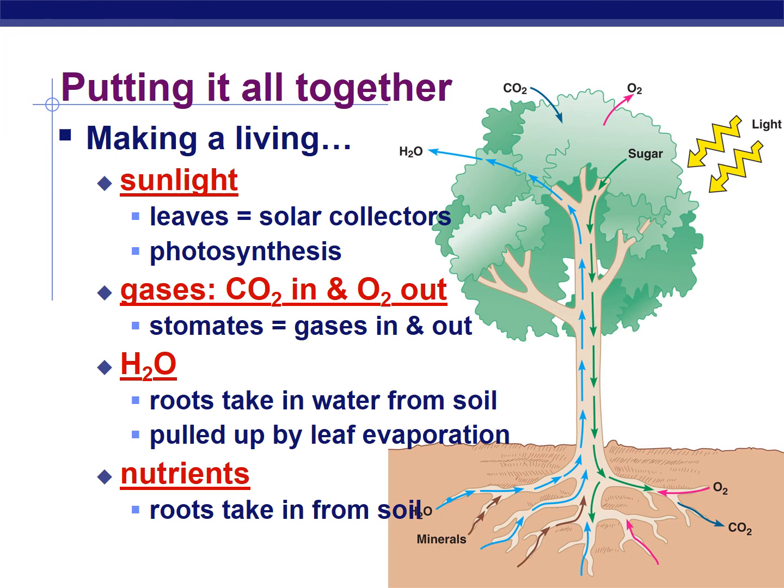Water, H2O. The roots are going to bring water up from the soil, and it's pulled up by leaf evaporation. Next to leaf evaporation, I want you to write transpiration again. So water coming out of the leaves at the top of this plant, that is called transpiration. That's how water gets drawn up from the roots. And then nutrients. Obviously, plants also need nutrients, those different vitamins and minerals that are in the soil, and the roots are going to help absorb those as well.